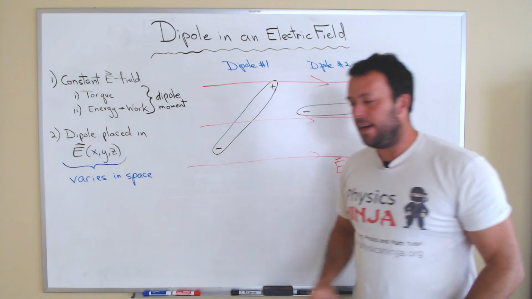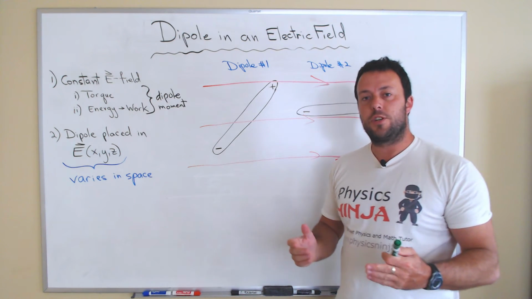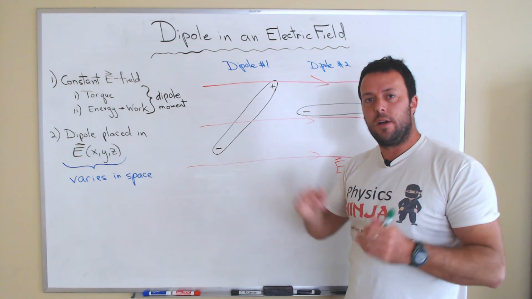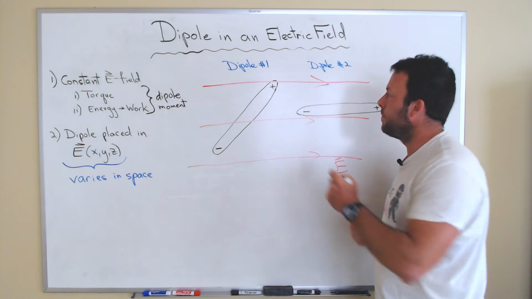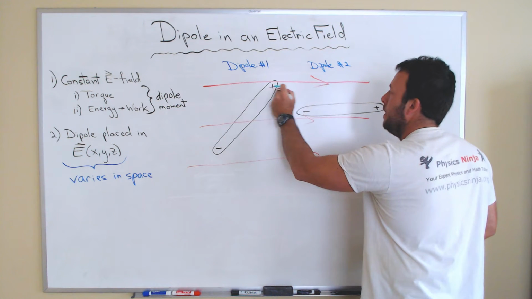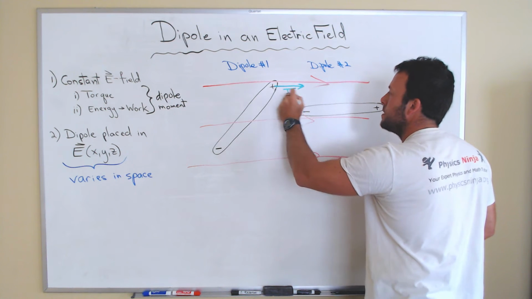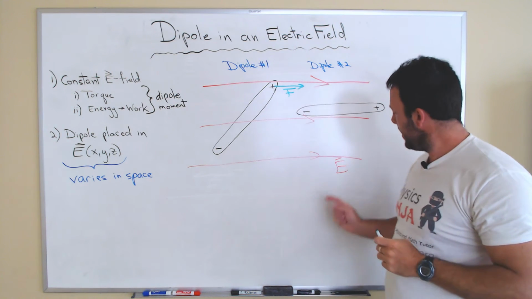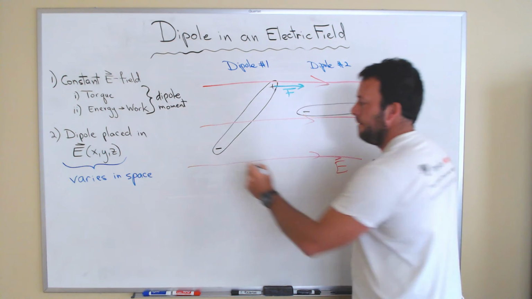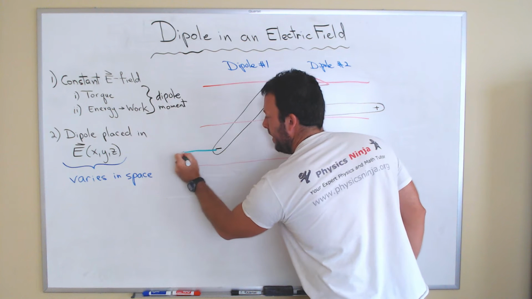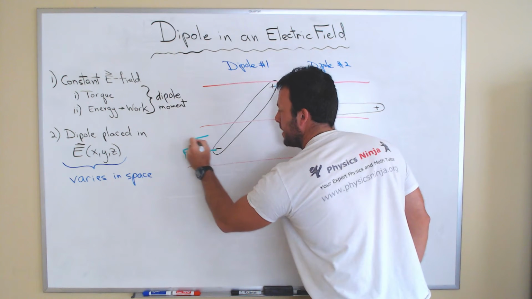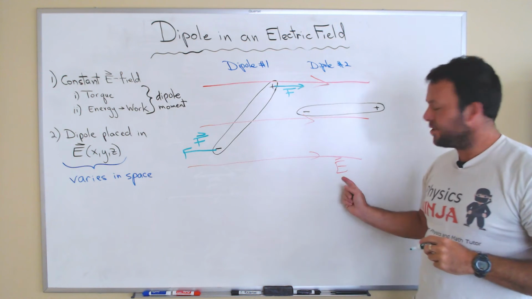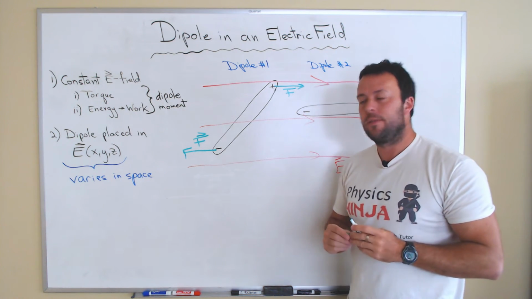First thing we can look at are the forces acting on the individual charges. Remember, we have a dipole, so that has a positive charge and a negative charge separated by a distance. There will be an electric force acting on the positive charge, and the electric force is in the same direction as the electric field. The electric force acting on the negative charge is going to be in this direction. Right? The electric force is in the opposite direction of the electric field for negative charges.